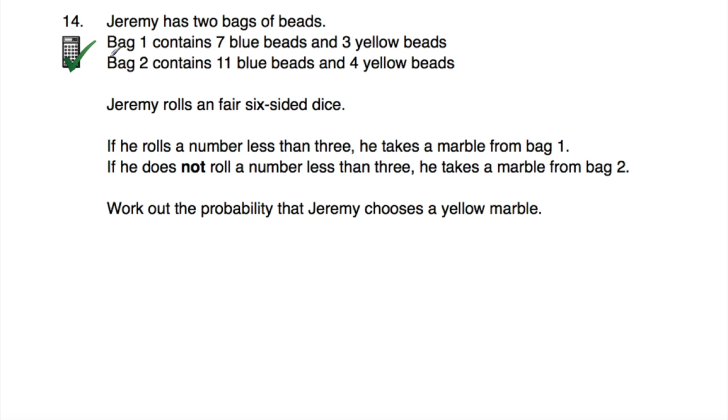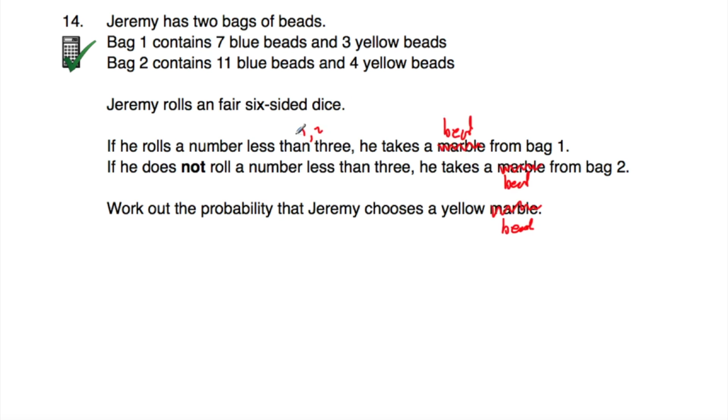Okay, let's have a look at our next question. Question number 14. So question number 14 says that Jeremy has 2 bags of beads. In bag 1, it contains 7 blue beads and 3 yellow beads, and bag 2 contains 11 blue beads and 4 yellow beads. And Jeremy rolls a fair 6-sided dice. So he's got a fair 6-sided dice and he rolls that.